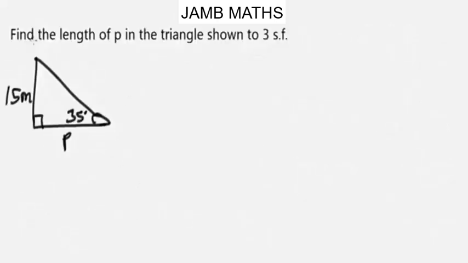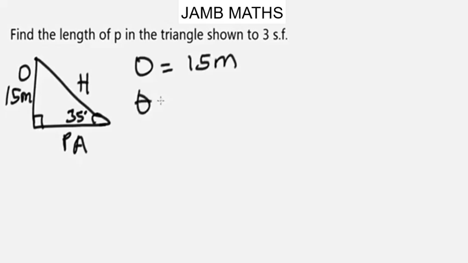Okay guys, now let's look at this question. It says find the length b in the triangle shown to three significant figures. The first thing you have to do is to label the sides. This is our hypotenuse, this is our opposite, and this is our adjacent. From this value we have our opposite to be 15 meters. We have our theta or x to be 35 degrees, the angle.